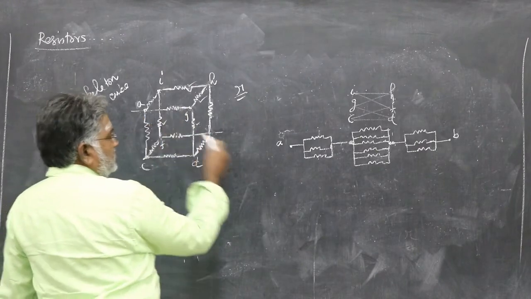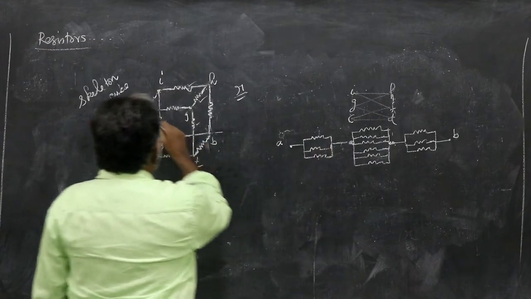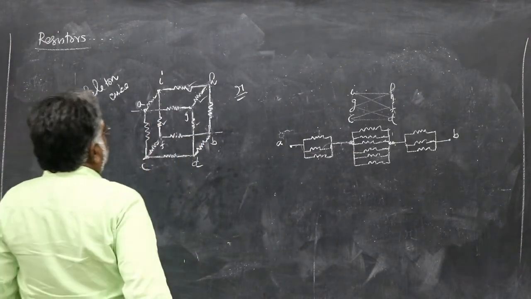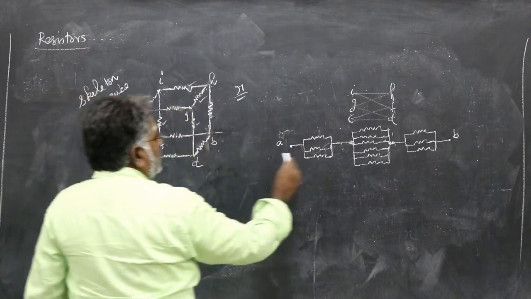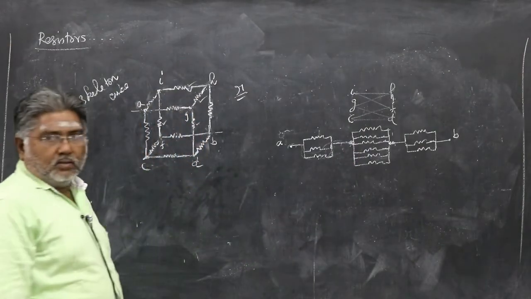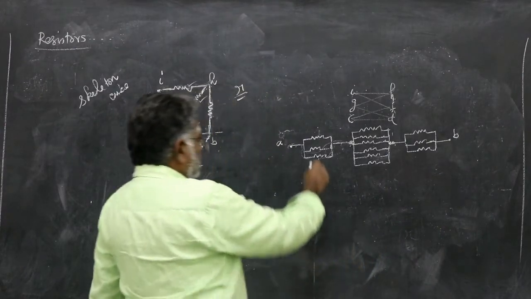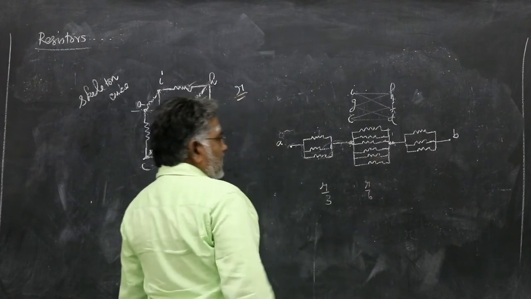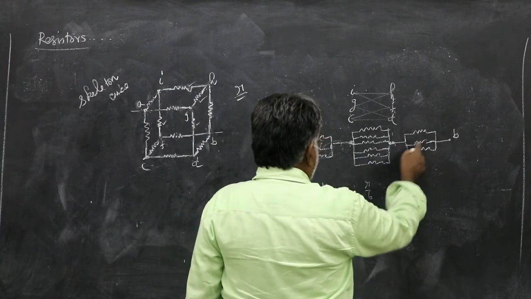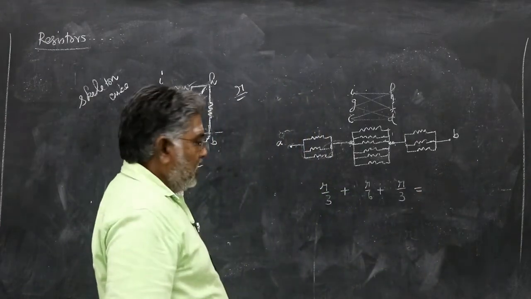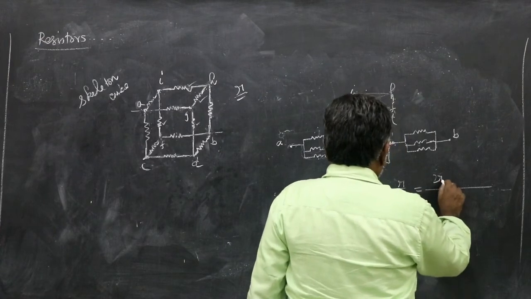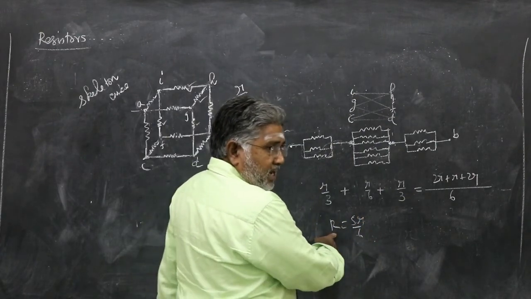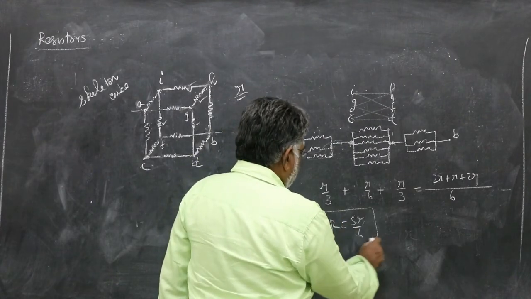See, from A to G one resistor, from A to C one resistor, A to I one resistor. Simply find the effective resistance. These three are in parallel, so R by 3. These six are in parallel, so R by 6. Again, these three in parallel, so R by 3. These three are in series, so add them. So, with LCM 6, 2R plus R plus 2R, 5R by 6. So the effective resistance, which I denote by capital R, is 5R by 6 ohm, of course.